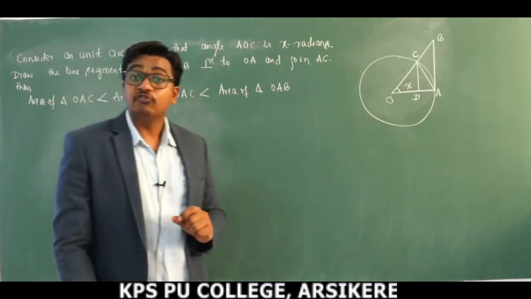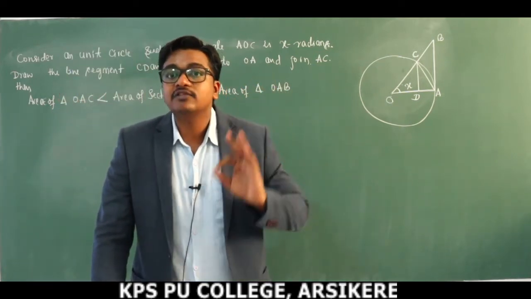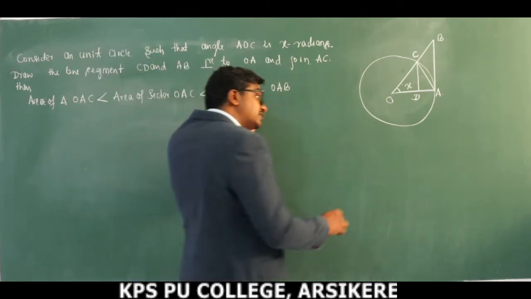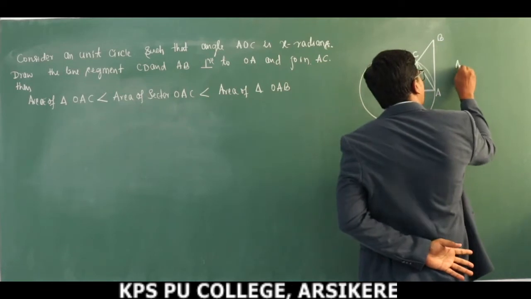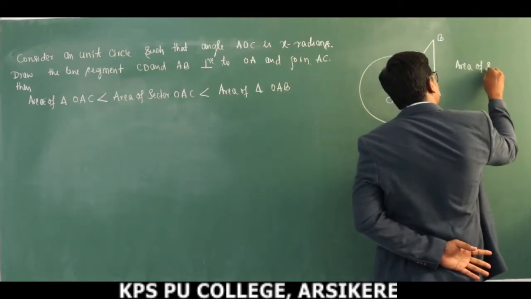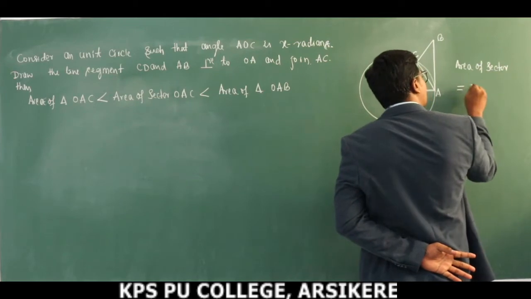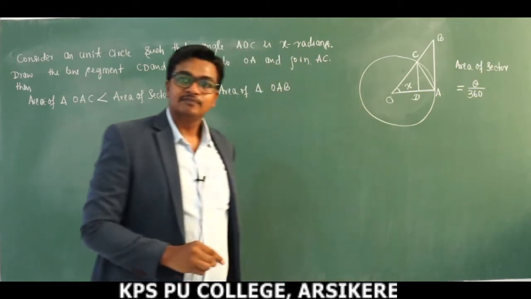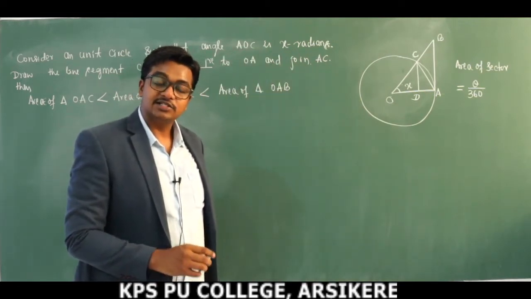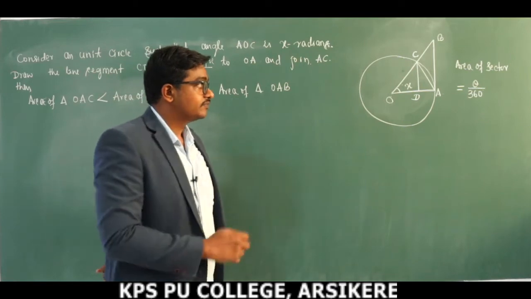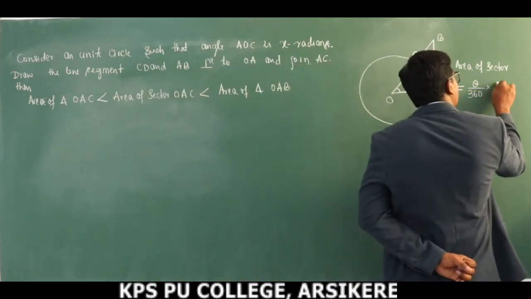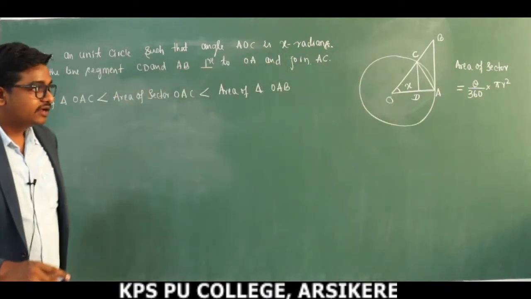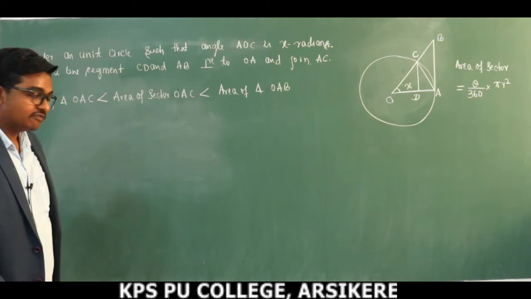So just remember the formula to find the area of the sector. Area of sector is equal to theta divided by 360 into, where theta is the angle, into pi r square, or area of the circle. Theta divided by 360 into area of the circle.